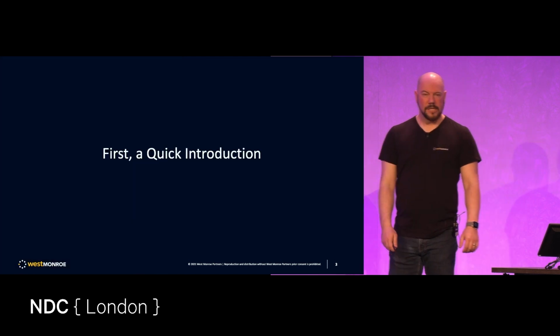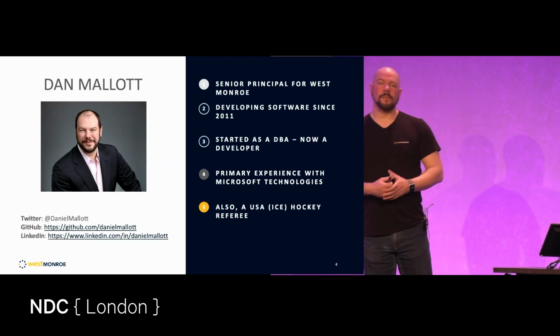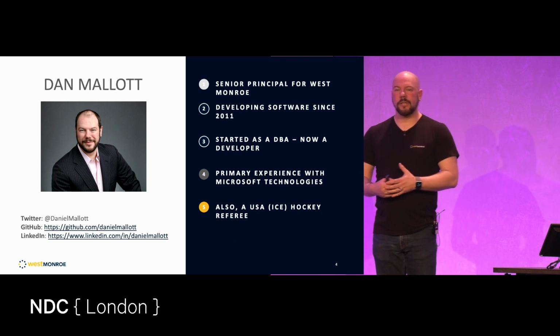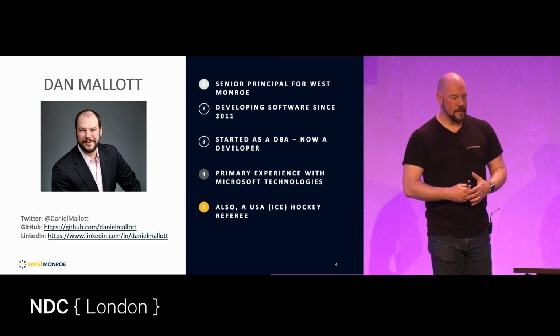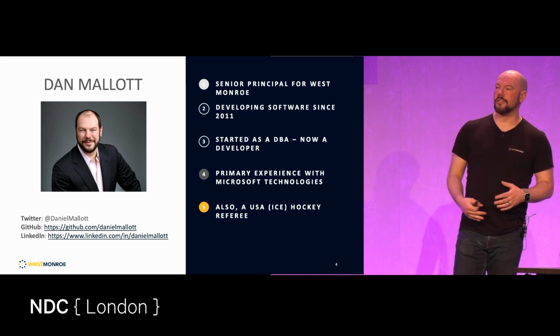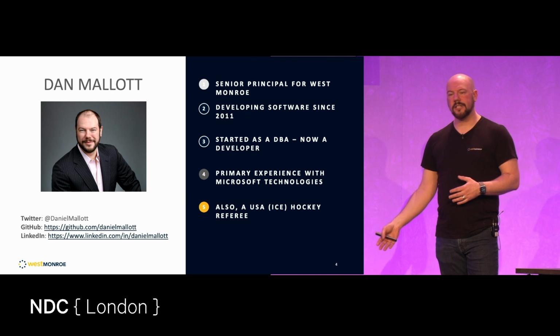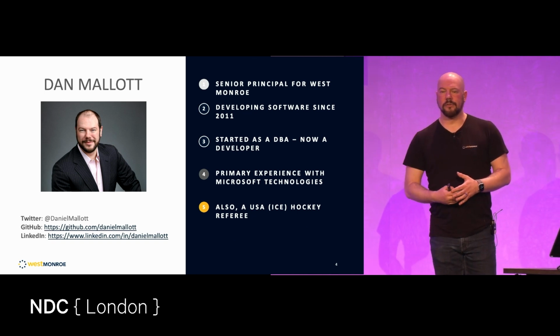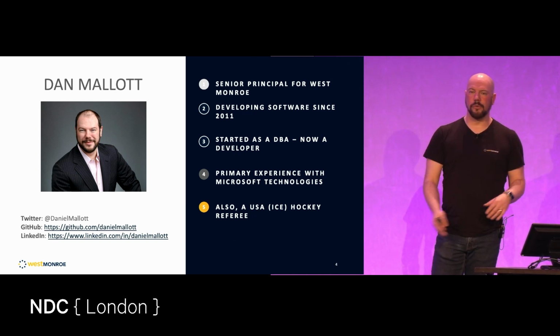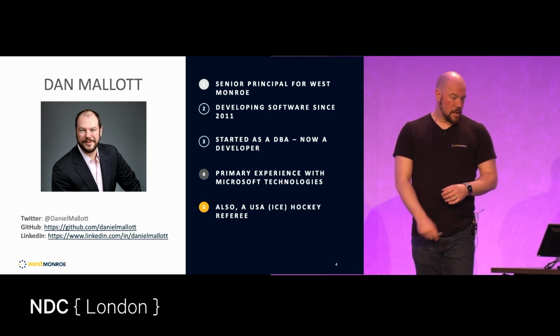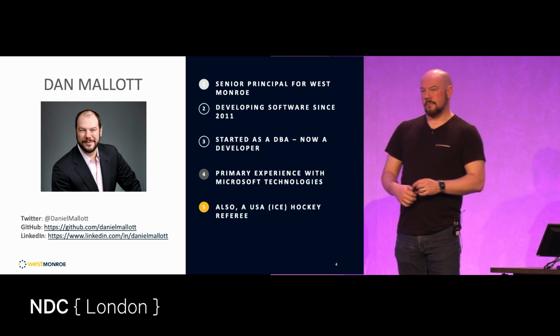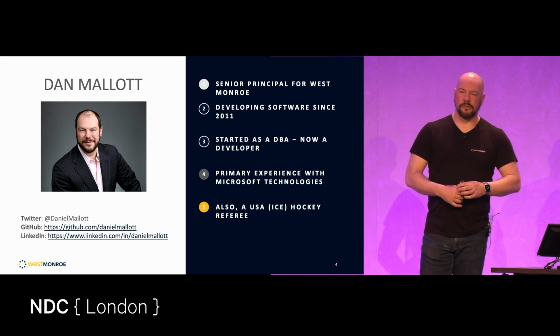Always good. Right, who am I? So my name is Dan Mallott. I'm a senior principal for West Monroe in our product engineering practice. West Monroe is a business and technology consulting firm based primarily in the United States. We recently opened an office here in London. They're primarily focused with mergers and acquisitions, i.e. making money off of other people's work. There are less charitable ways I can describe it.